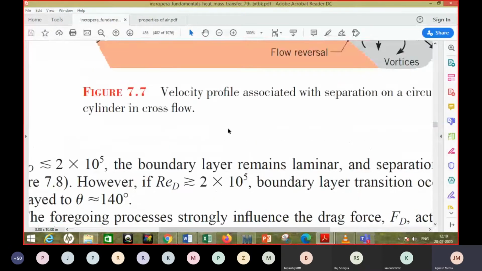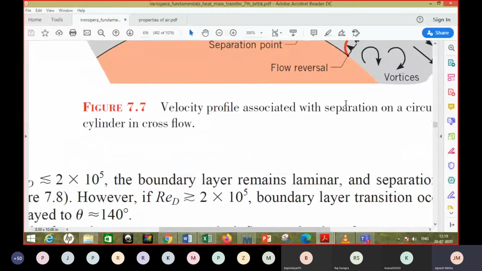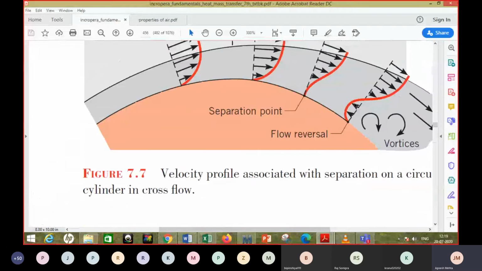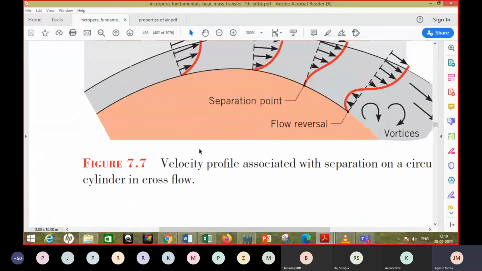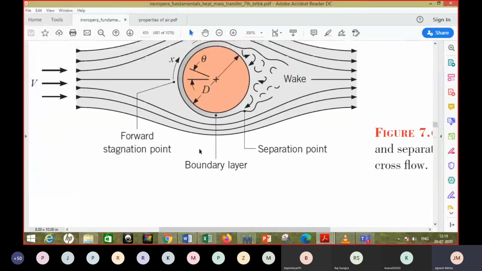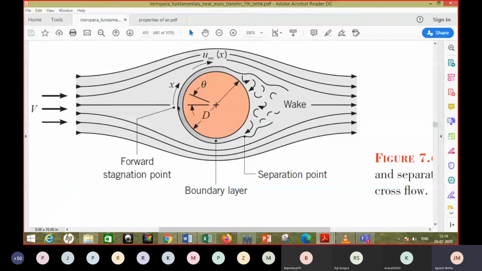And it is seen that if the flow is laminar, then this separation would take place at around theta equal to 140 degrees, right? Theta is equal to 140 degrees. So how do you calculate this theta for this cylinder? At the forward stagnation point, theta is equal to 0. And if you are on the opposite side, theta is 180 degrees. So you're talking about 140 degrees.